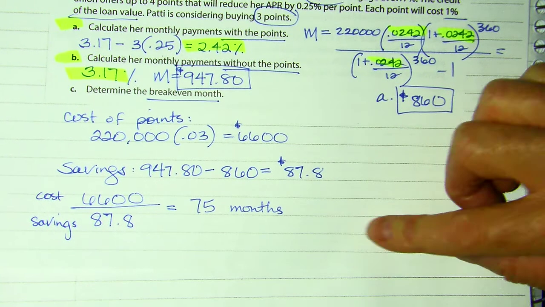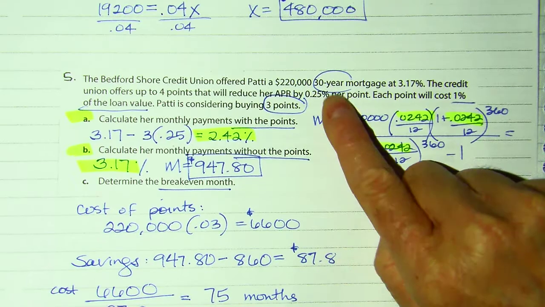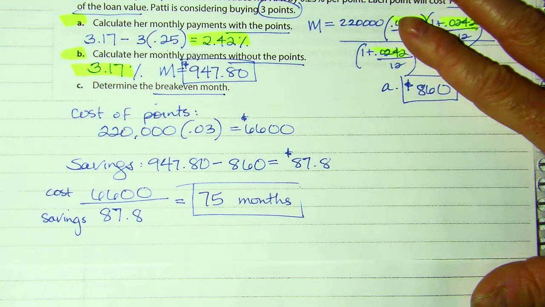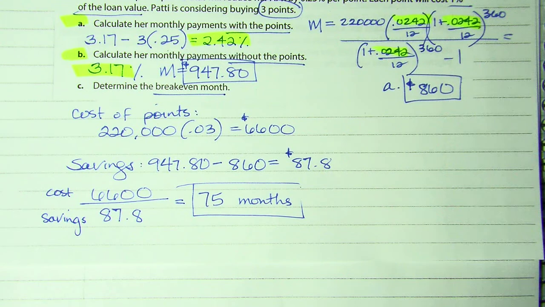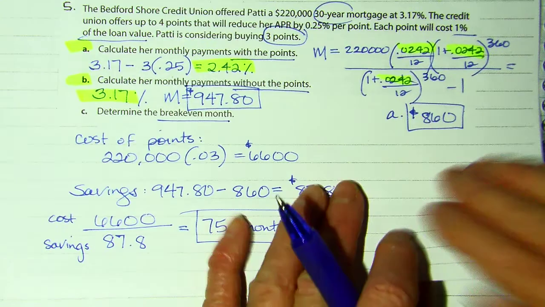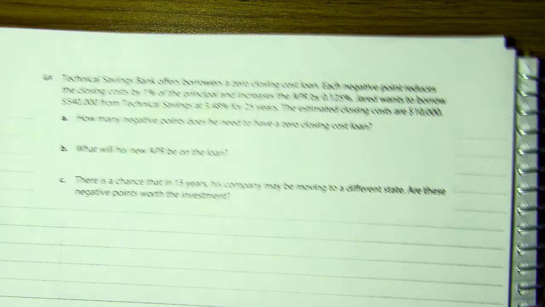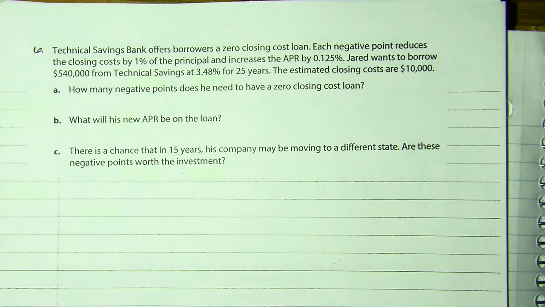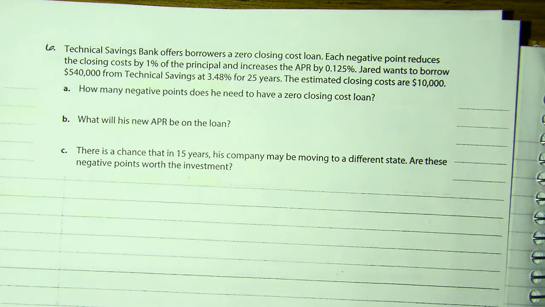Now, her loan is 360 months long. It is worth it for her to pay down those points. So that is the first set of examples. We're now going to do one where we deal with negative points. And so let me turn my page. We're just going to do one because I think you'll understand the difference.